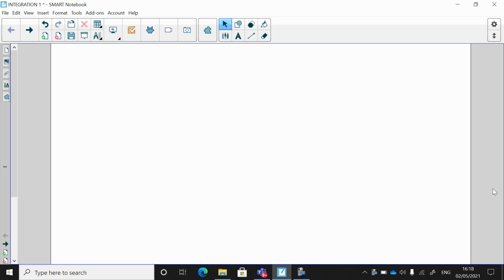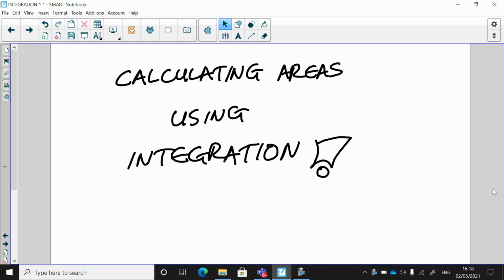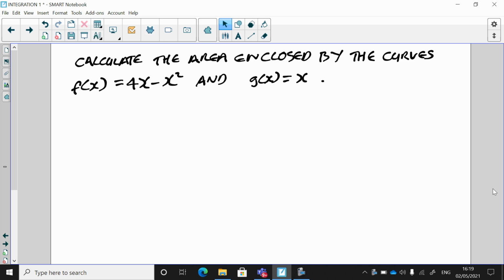So what we're going to be doing today? Well, like it says here, we're going to be calculating areas using integration because we're in calculus mode. Calculus. So that's what we're going to be doing here. Right, so we're just going to have a wee question here and see how we go on.